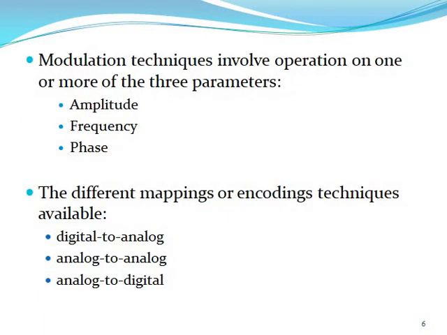Modulation techniques involve the operation of one or more of three parameters: amplitude, frequency and phase. So modulation depends on amplitude, frequency and phase. Now we will look at the different types of encoding techniques which are available: digital to analog, analog to analog and analog to digital. These are the different encoding techniques.